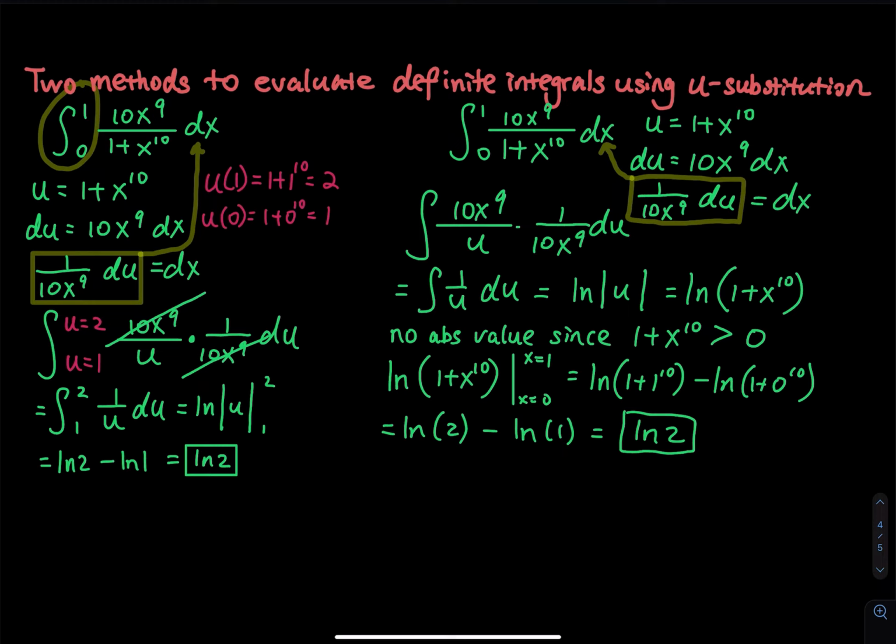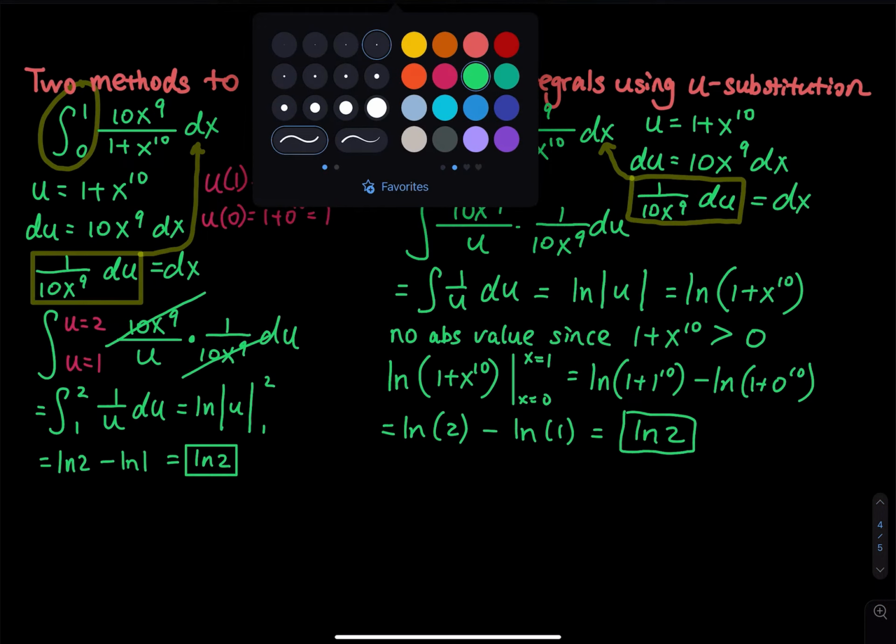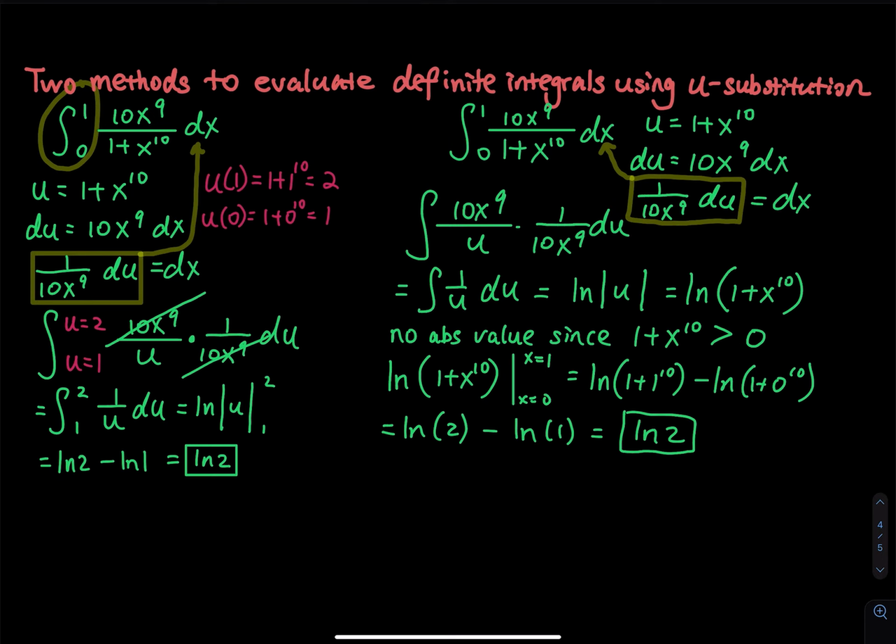Okay, let's do one more. Let's do one that requires trigonometry. Let's pick a different color. How about we pick an orange? So let me give you another integral. I want to do the integral from 0 to pi over 2 of e to the negative sine of theta multiplied by cosine of theta, d theta.